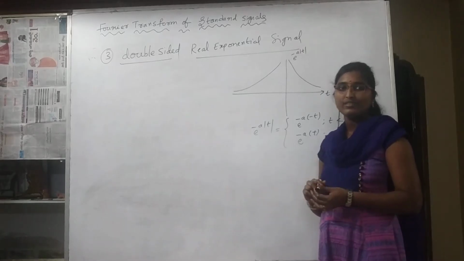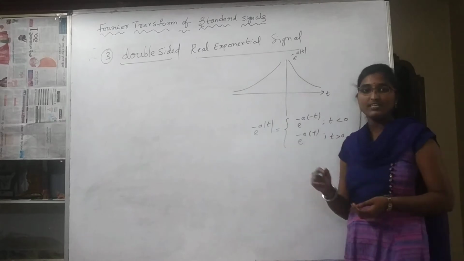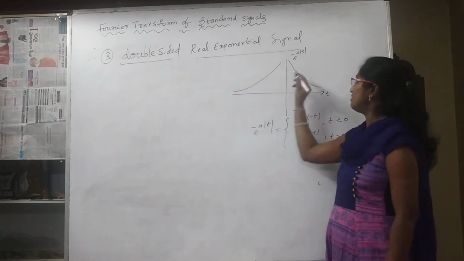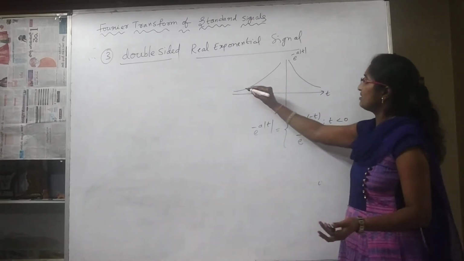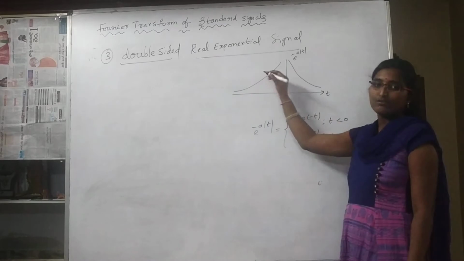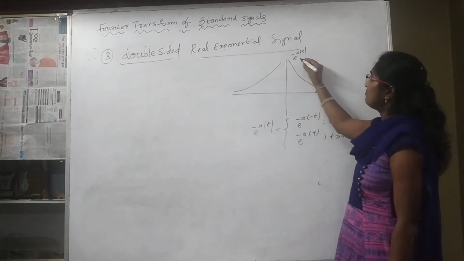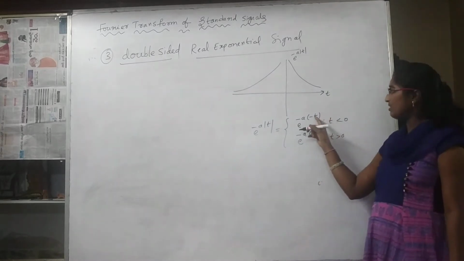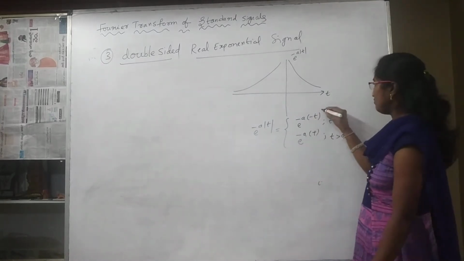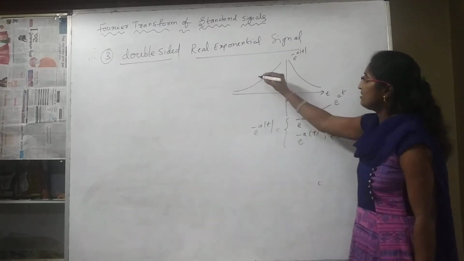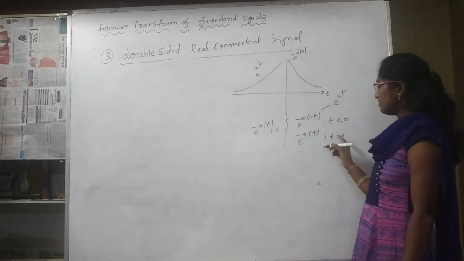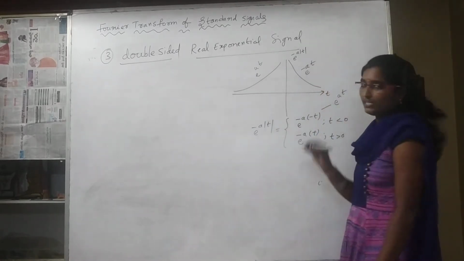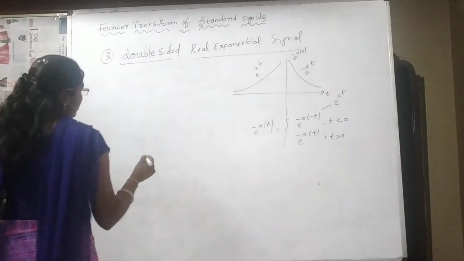And the next signal is the double-sided real exponential signal. In the previous one we have seen only the single-sided real exponential signal, only one side. Now we will see both sides, negative and positive. That function is e power minus a mod t. For t less than 0, the signal will take the minus t value, which is e power at. This is the e power at signal, and for t greater than 0, t will take the positive values, that is e power minus at.